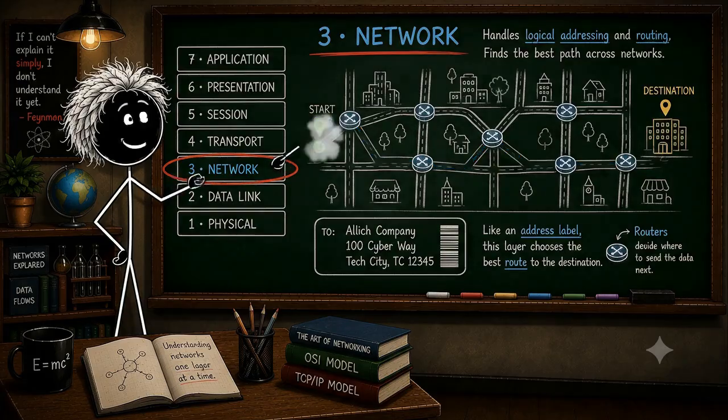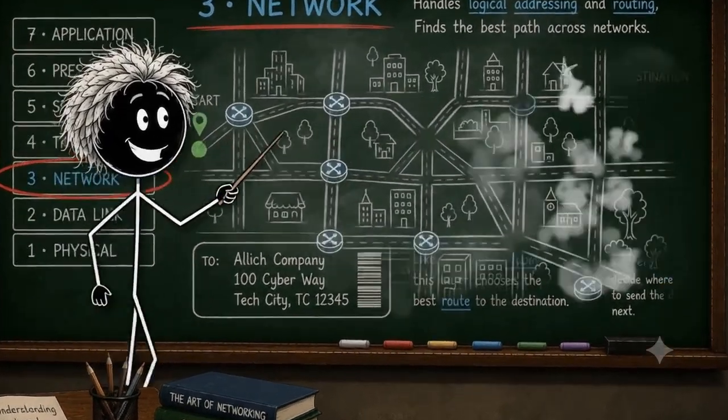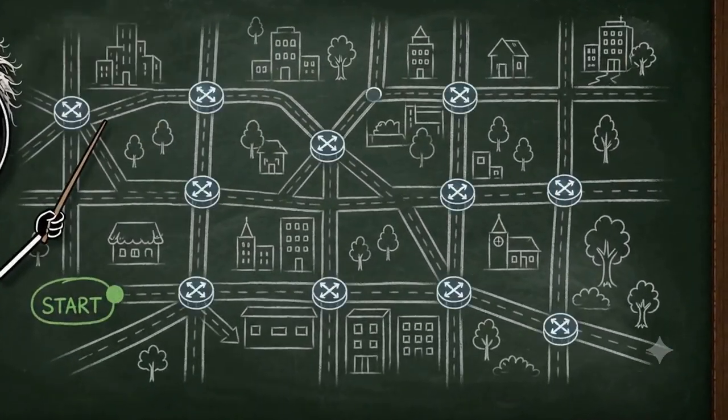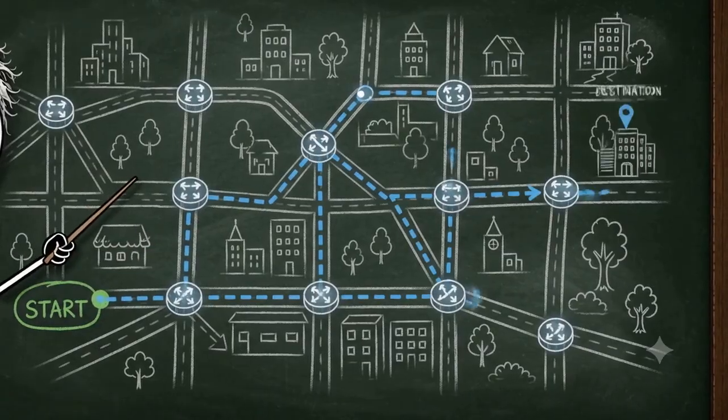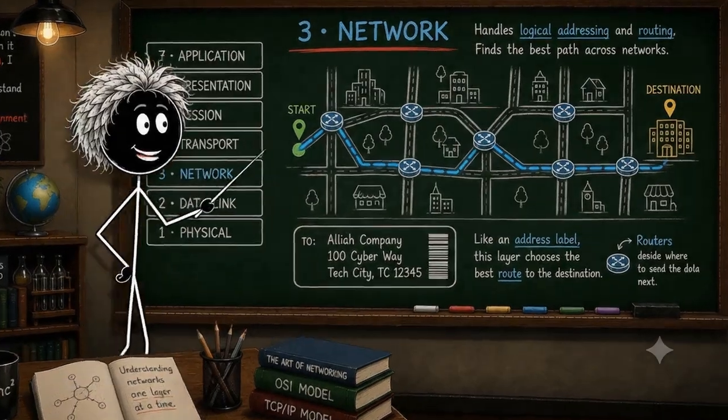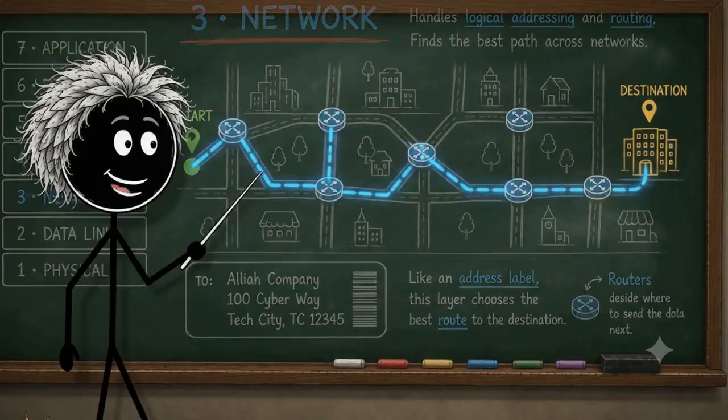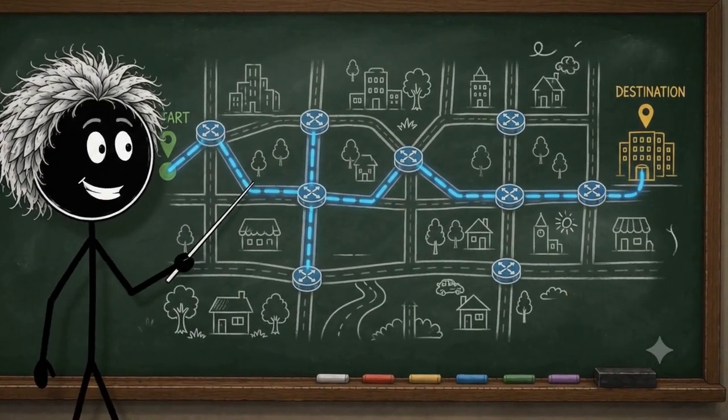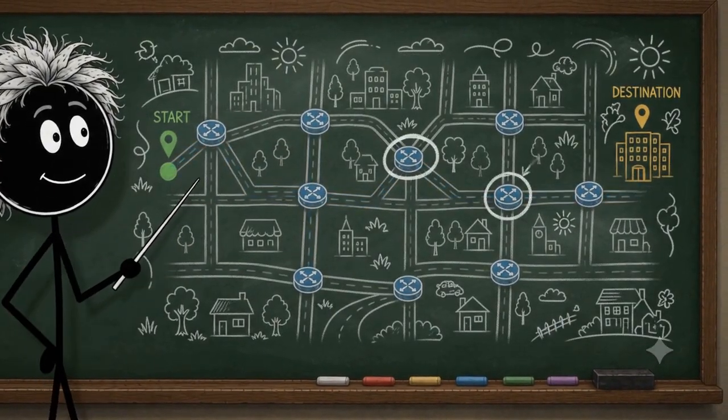Layer 3, the network layer. This is the address label. This is where IP addresses and routers do their work. This layer doesn't care about the truck route. It only answers one question. Which building does this go to? And what's the best path across town to get there?